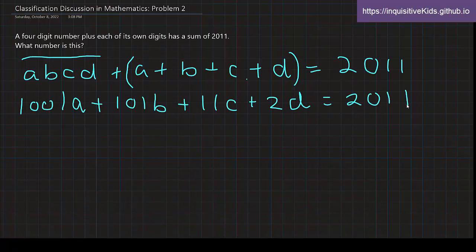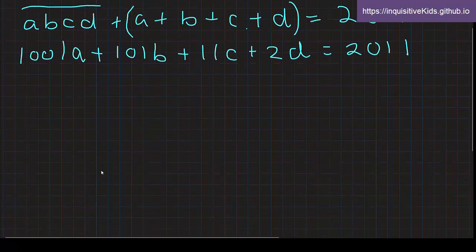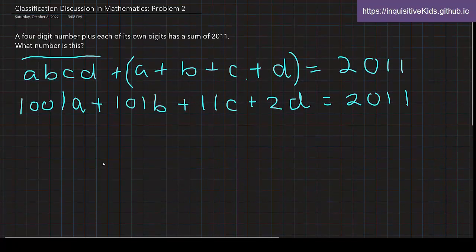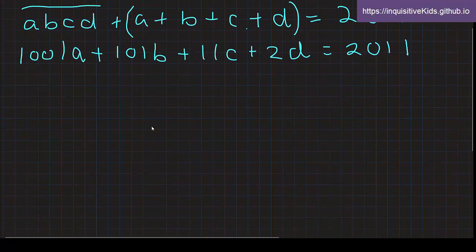In this case, A can be equal to 1 or 2. Why? Because if A is equal to 2, that would already be 2002. If it's 3 or any bigger, it would already go past 2011. That's not what we want, so A can only be 1 or 2.